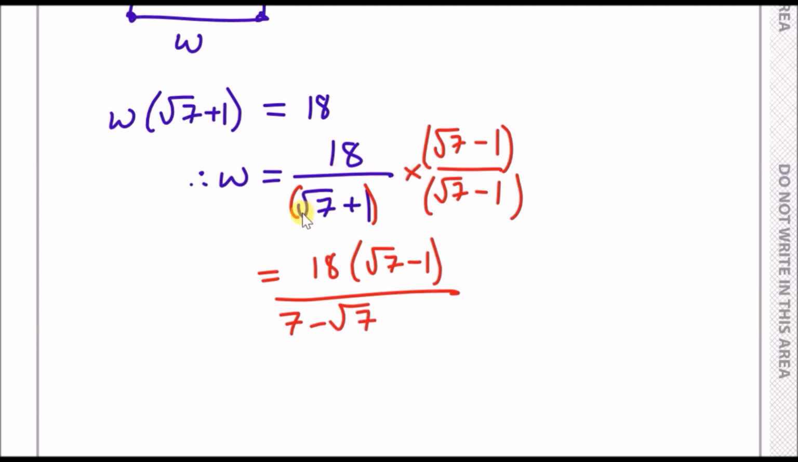So this is kind of like a double bracket problem, yeah? Just expand it term by term. And again, 1 times root 7 is plus root 7. And the last one, 1 times minus 1 is minus 1.